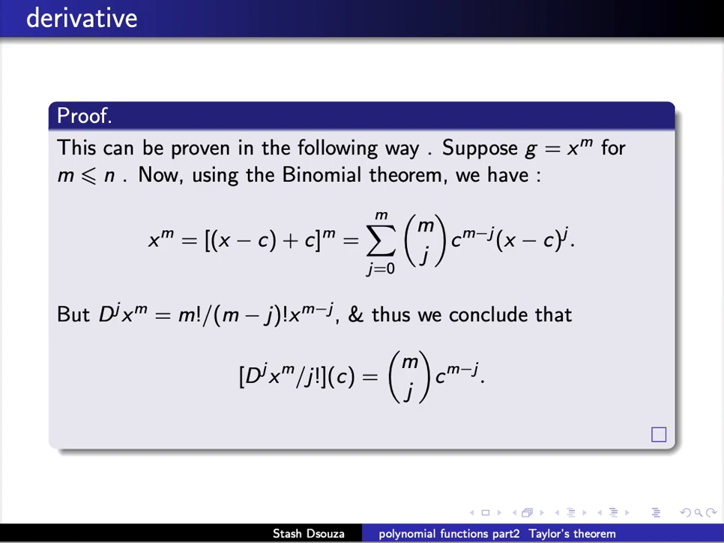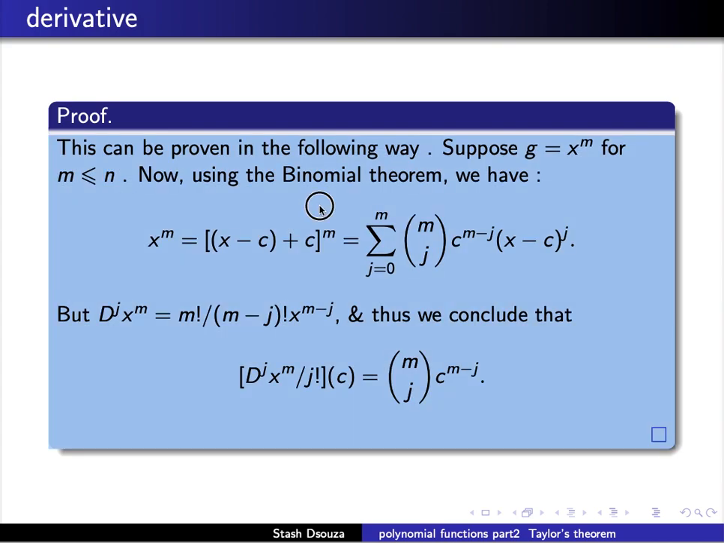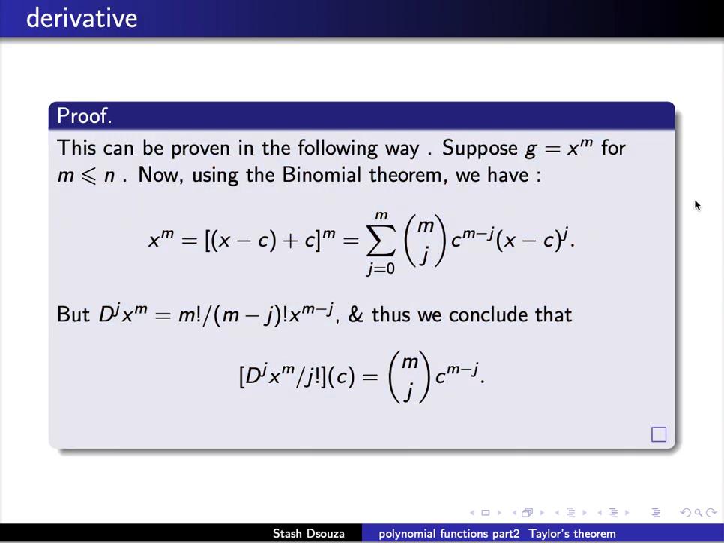Suppose g is a polynomial that is simply a power of x. So say g equals x to the power m for some power m less than or equal to n. We now use the binomial theorem and we expand x to the power m as the sum of x minus c with c all raised to the power m. This can be written in increasing powers of x minus c with exponents from 0 to m. The coefficients are given as the binomial coefficient m choose j times c to the power m minus j, j being our index.